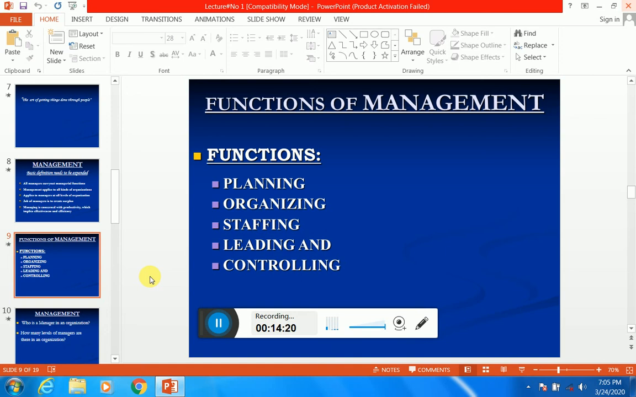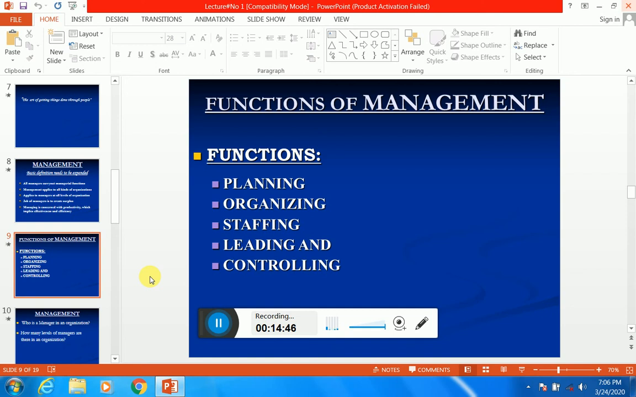Similarly, organizing, simply stated, is deciding where decisions will be made, who will do what jobs and tasks, who will work for them, and who will work for whom. It simply means a process of arranging things, giving order to things. That is known as organizing.